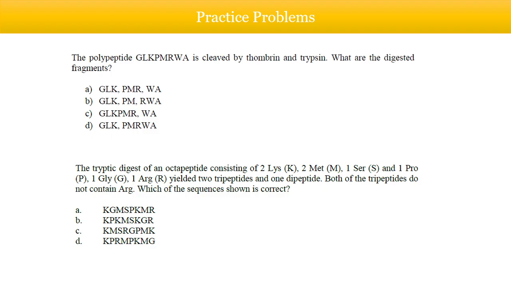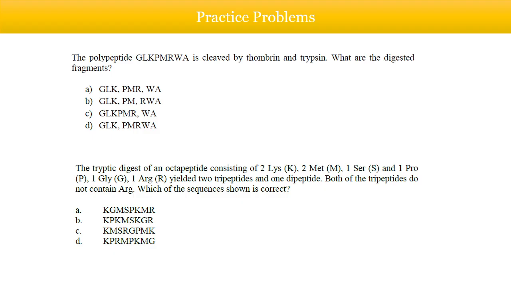So if you look into option B, trypsin cleaving after lysine and arginine, you would get KPK, MSK, and GR. So over here you get two tripeptides and one dipeptide, where the dipeptide has the arginine, but the tripeptides do not.